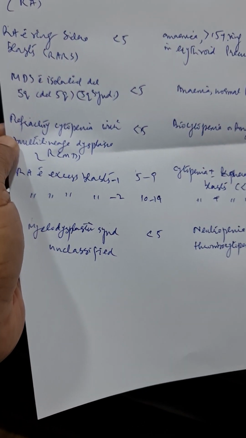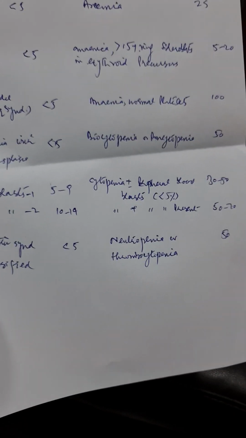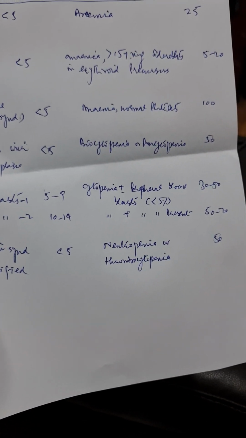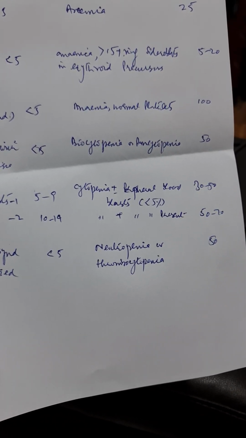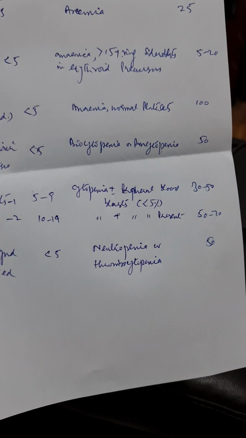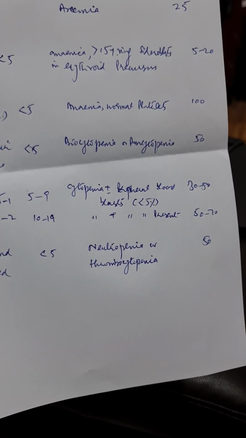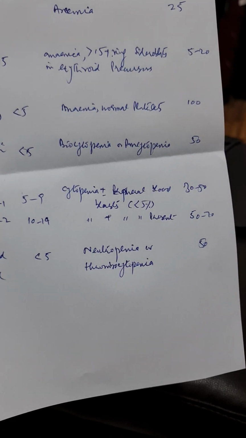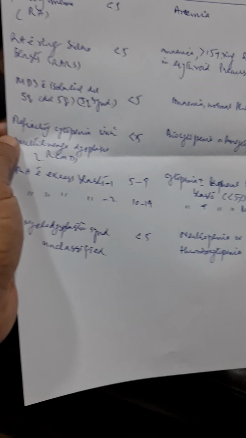Next is refractory anemia with excess blasts type 2. Marrow blasts are 10 to 19%. Clinical presentation is cytopenia plus peripheral blood blasts present. Cytogenetic abnormality is 50 to 70%.